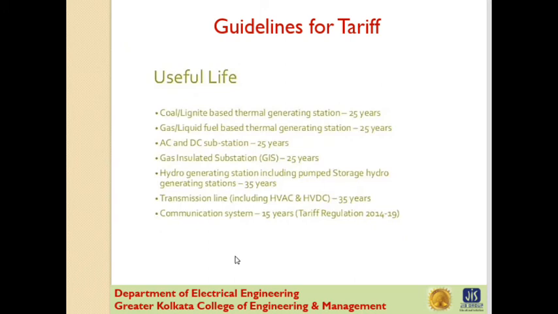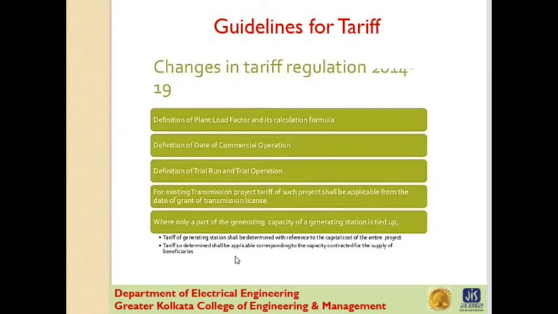For hydro generating station, including pump storage hydro generating station, 35 years. Transmission line including high voltage AC or high voltage DC, the useful life is 35 years, and communication system is 15 years. Tariff regulation 2014 to 19. Changes in tariff regulation 2014 to 19.